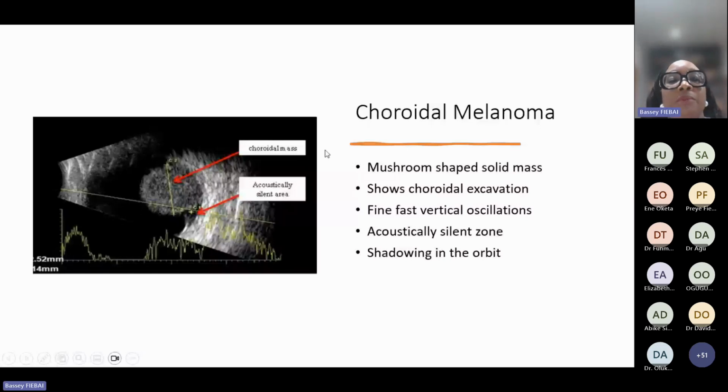This is a choroidal melanoma, a mass-like lesion. The characteristic thing on sonography for a choroidal melanoma is that, first of all, it has this collar-stud or mushroom-shaped appearance. Then you will see choroidal excavation here, and behind it there is an acoustically silent zone. Also, if you look at the A scan of it on kinetic examination, you will notice some oscillations when both the probe and the eye are stationary.